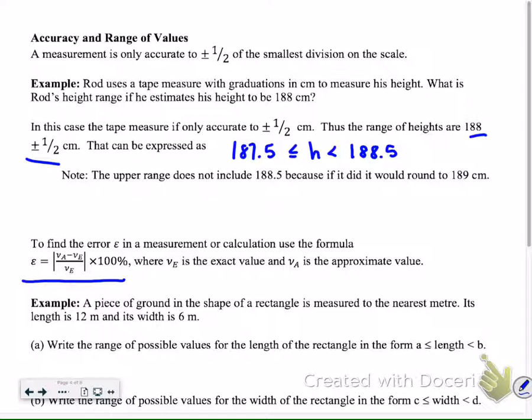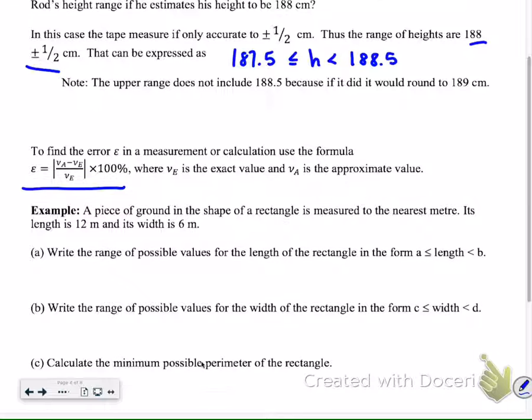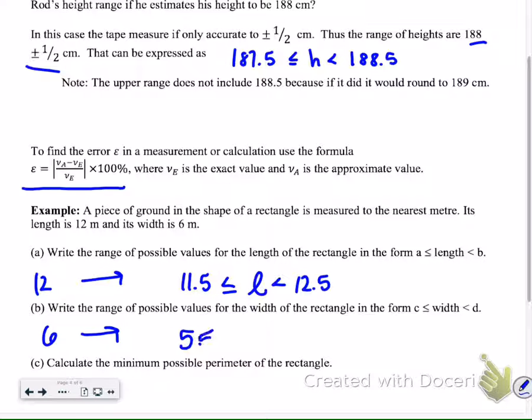So we have a piece of ground that is in the shape of a rectangle measured to the nearest meter. Its length is 12 meters and its width is 6 meters. So write the possible values of the length in the form A is less than or equal to length is less than B. Okay, for the length right now is 12. So as far as my range, that's going to be 11.5 less than or equal to L is less than 12.5. Again, it can't really be 12.5, but it can be close to that. For my width is 6, so that's going to be 5.5 less than or equal to W is less than 6.5. Okay.